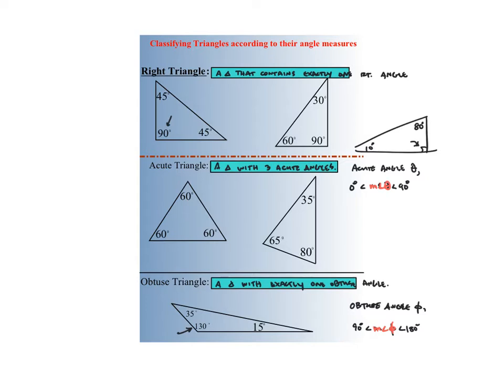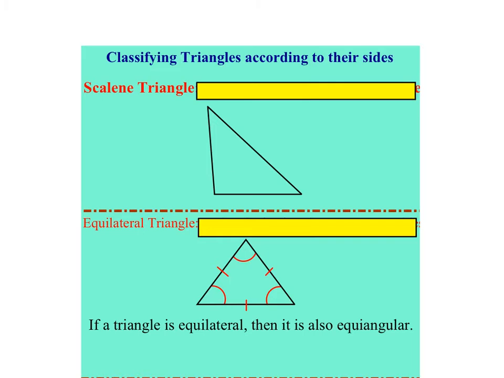Okay, let's continue with more on this topic. All right, let's classify triangles according to their side lengths now. A scalene triangle is a triangle with no congruent sides. Each of the sides has a separate measure, not equivalent. Example, 5 and 4 and 3. That would be a scalene triangle.